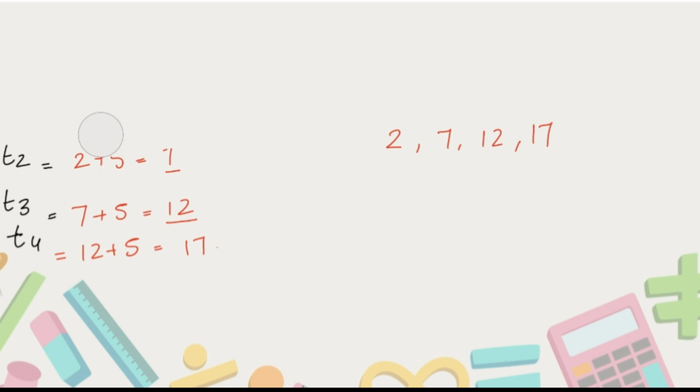Can you try one more question? Yes. tn plus 1 is equal to tn minus 3. The first term over here is given as t1 is equal to 4. You have to find t2, t3 and t4.